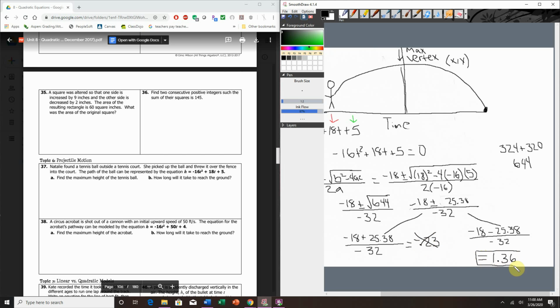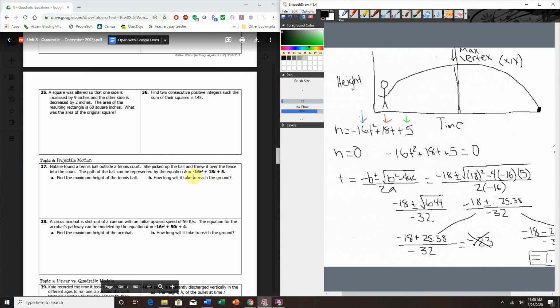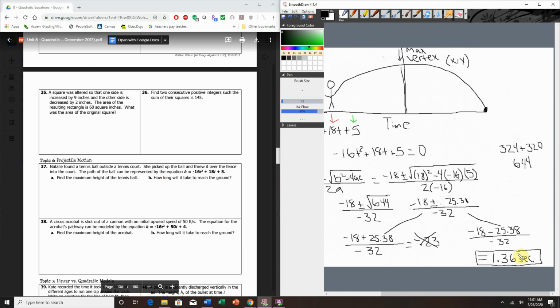And we just talked about when we were dealing with our units that this is going to be seconds. So our final answer is 1.36 seconds. Okay. So since they were asking how long will it take to reach the ground, we know the height has to be 0. We were able to set our quadratic equal to 0. Using the quadratic formula, we were able to find our answer of 1.36 seconds.